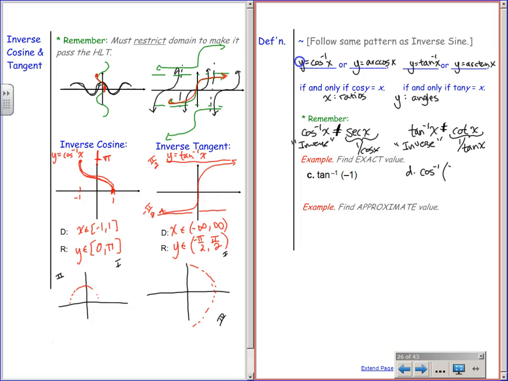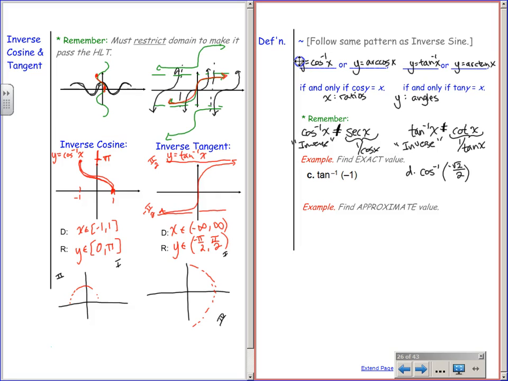Let's do negative root 2 over 2. Okay. I said just a moment ago something about reviewing the cheater chart. I mean, we're talking about the unit circle, so I guess the cheater chart shouldn't totally surprise you.